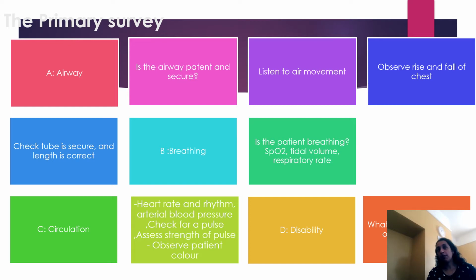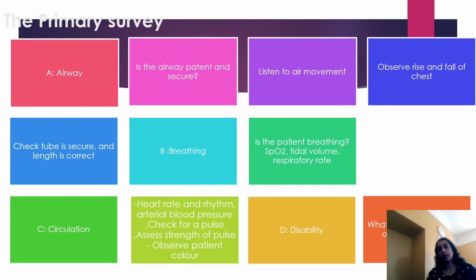Then next comes the breathing. How is the patient breathing? What is the saturation, the target saturation? Is the patient maintaining that saturation? What about the tidal volume? What type of mode is the patient on, and is the patient compliant with the ventilator settings and the mode? The respiratory rate, all those things related to the ventilator settings come under breathing.